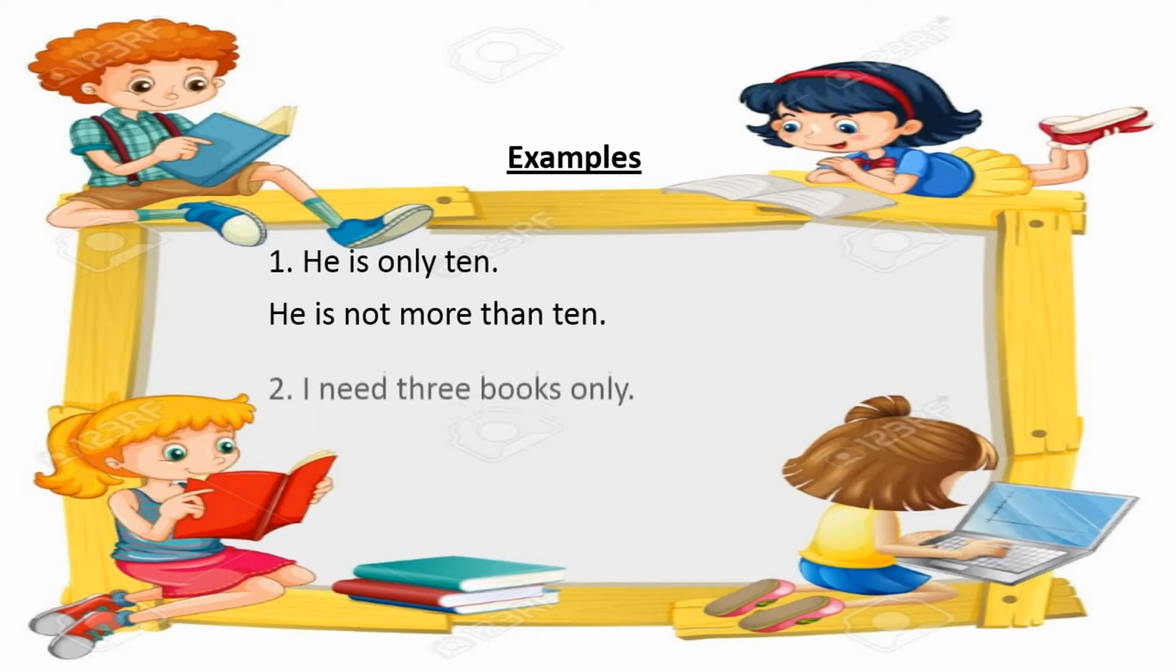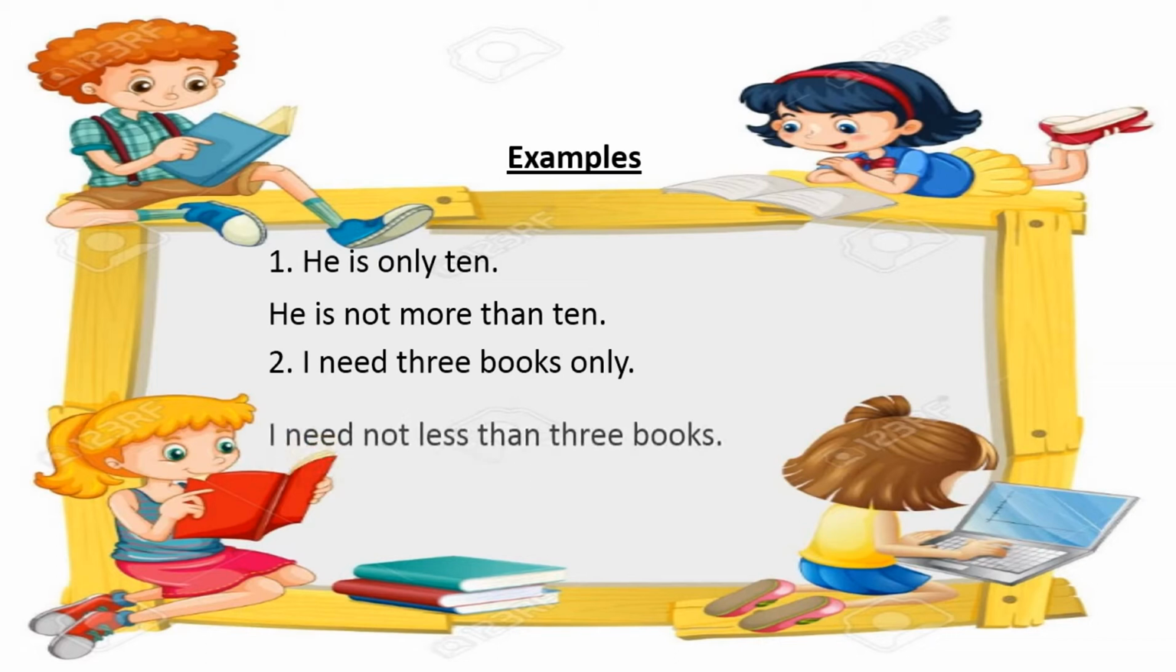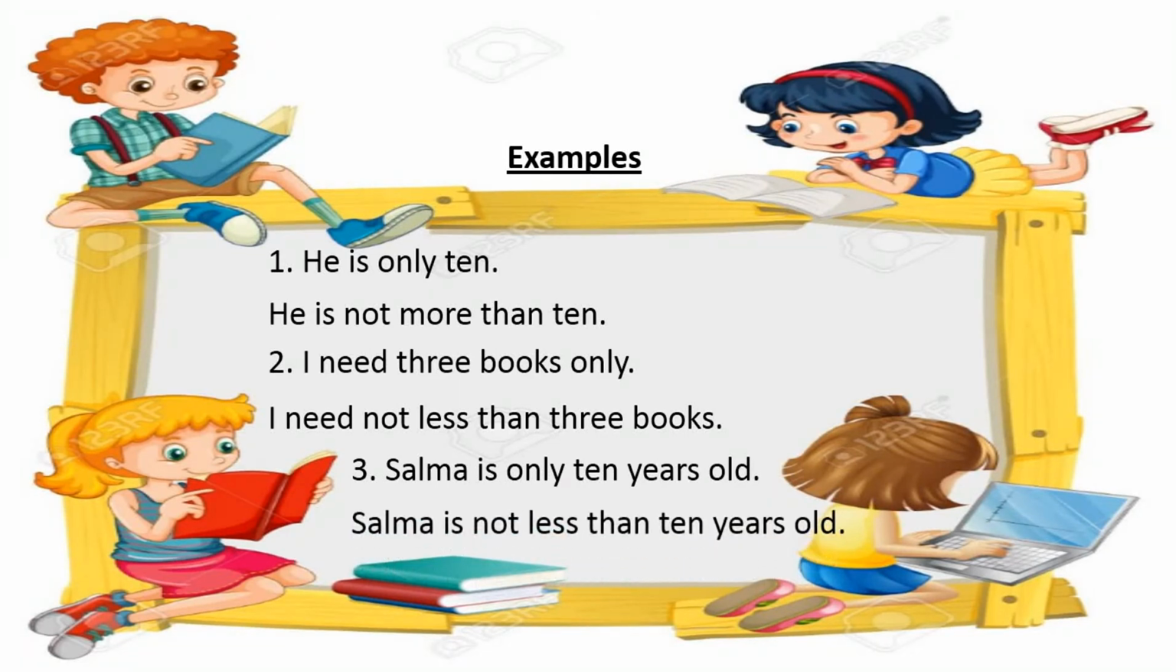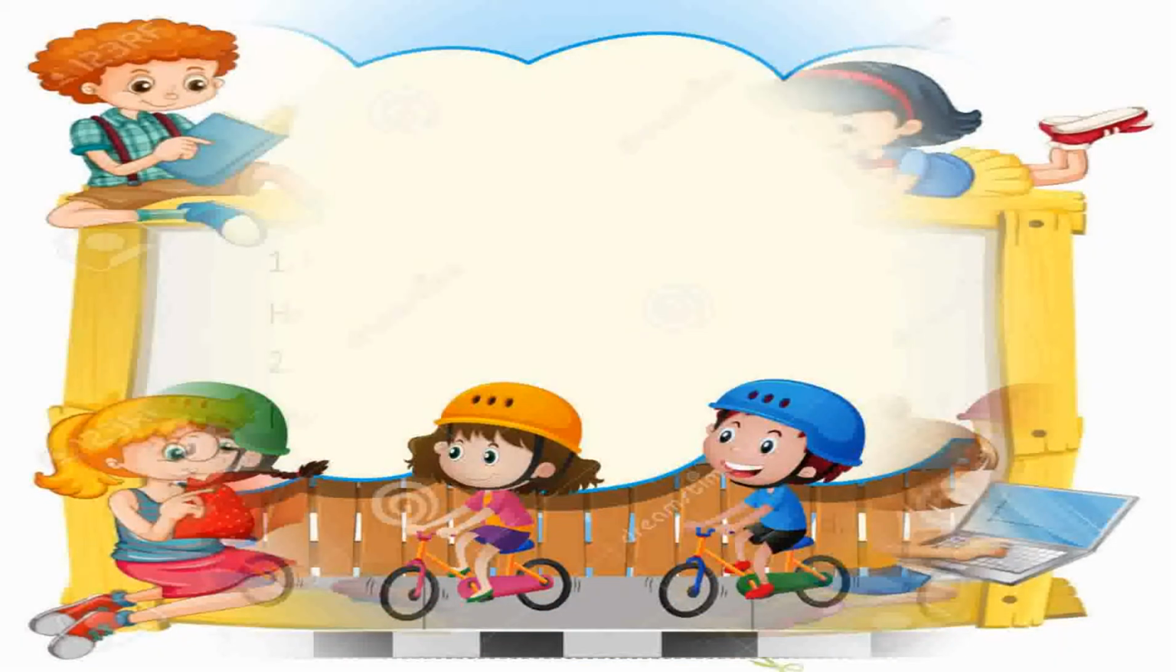Okay, we can use not less than also. I need 3 books only, so we will use not less than. I need not less than 3 books, so we can use not more than or not less than in case of only, if it indicates the number. Okay, we have another example here. Salma is only 10 years old. Okay, so Salma is not less than 10 years old.